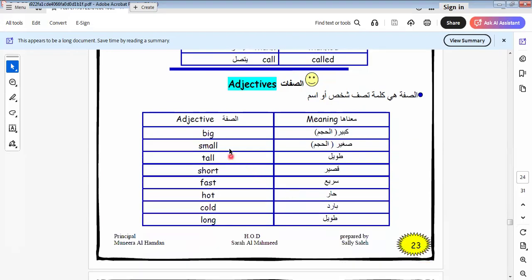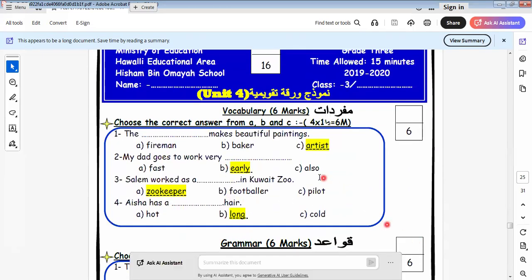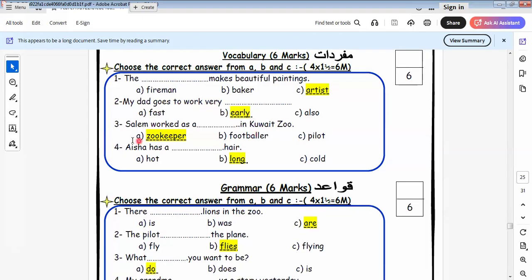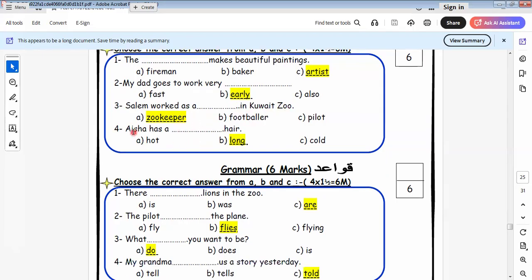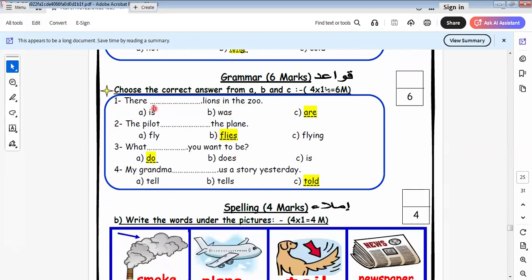Here we have some adjectives. Let's learn them together: big, small, tall, short, fast, hot, cold, long, and so on. Let's do this exercise together. The space makes beautiful paintings. Artists are clever pupils. My dad goes to work very early. Slim worked as what in the zoo? Zookeeper means the one who takes care of animals. Aisha has a long hair, as we know during this lesson.